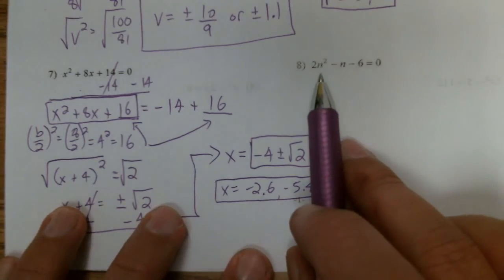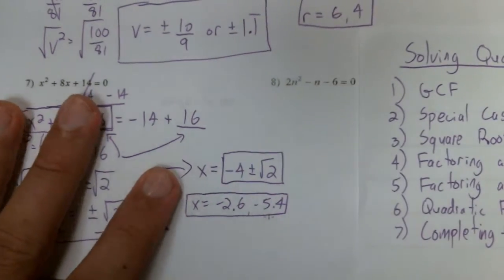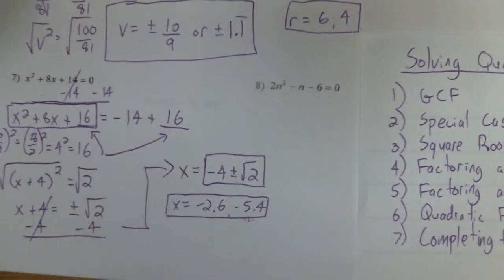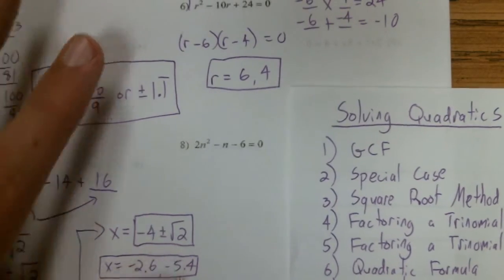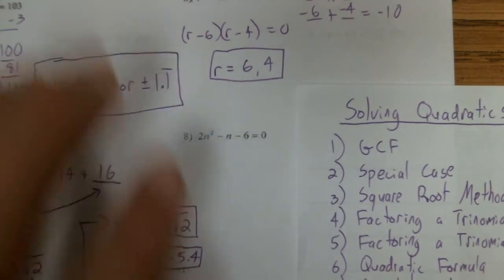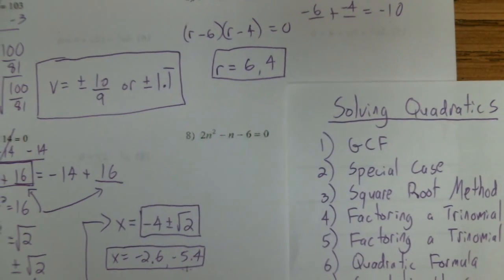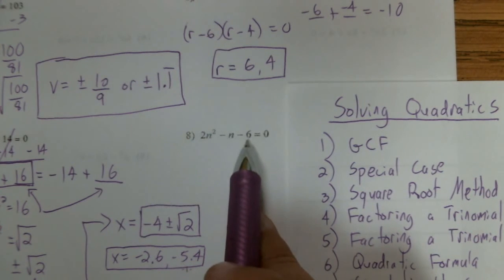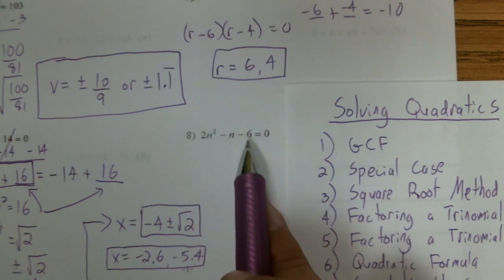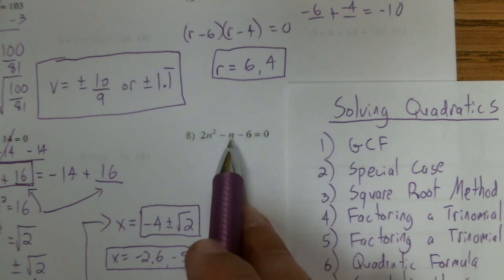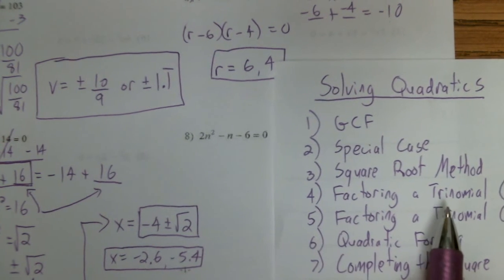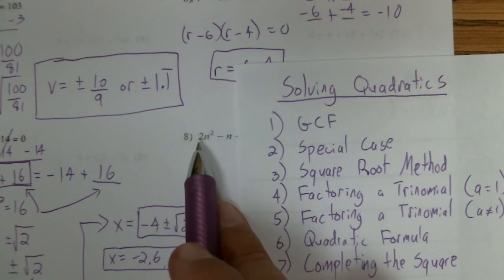Okay, number 8. Okay, let's get out our little cheat sheet. All right, so I have 2n squared minus n minus 6. All right, GCF? No, because there's a C term. Special case? No, 6 is not a perfect square. 2 is not a perfect square. Square root method? No, because there's a middle term. Factor when a equals 1. Okay, well, a doesn't equal 1, so obviously can't do that.